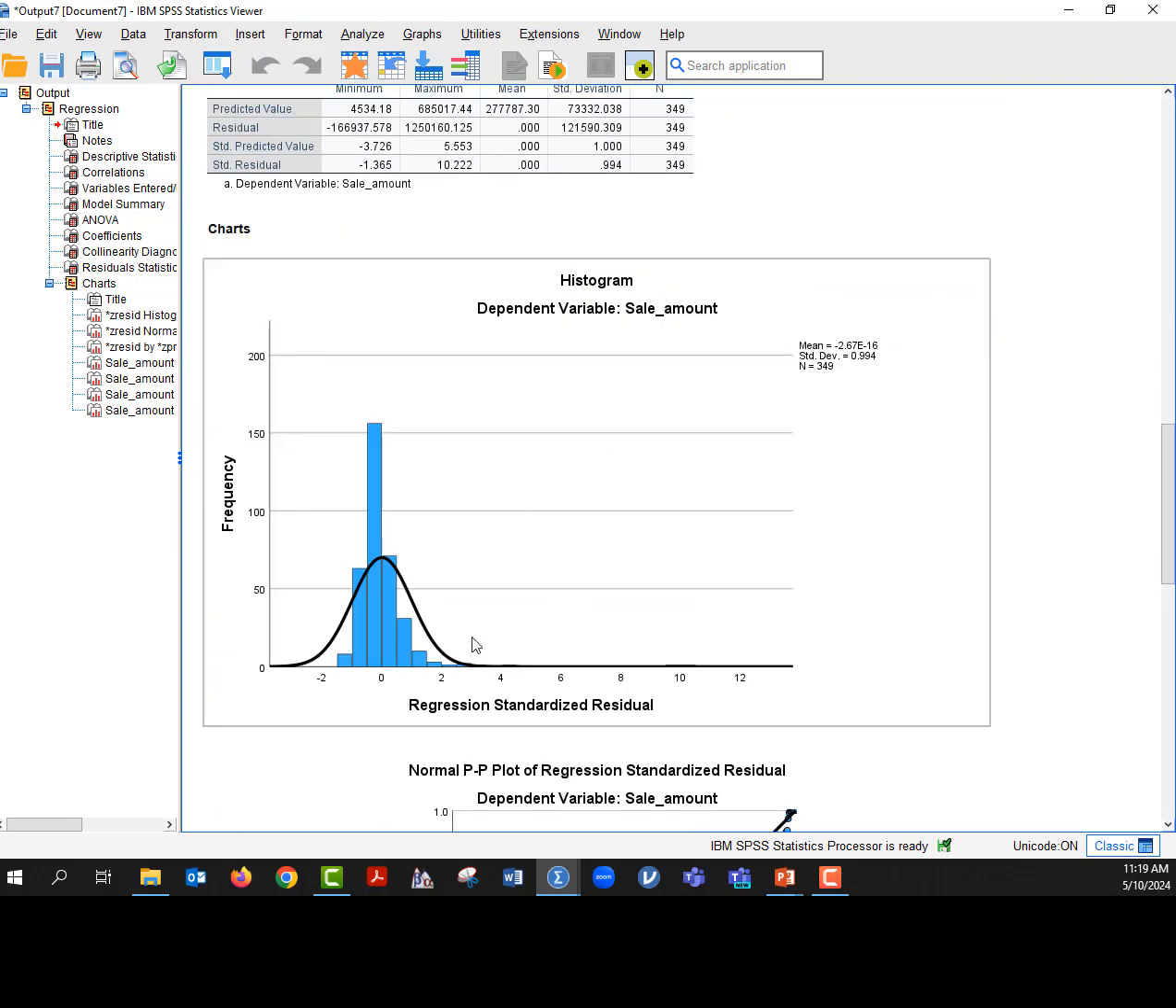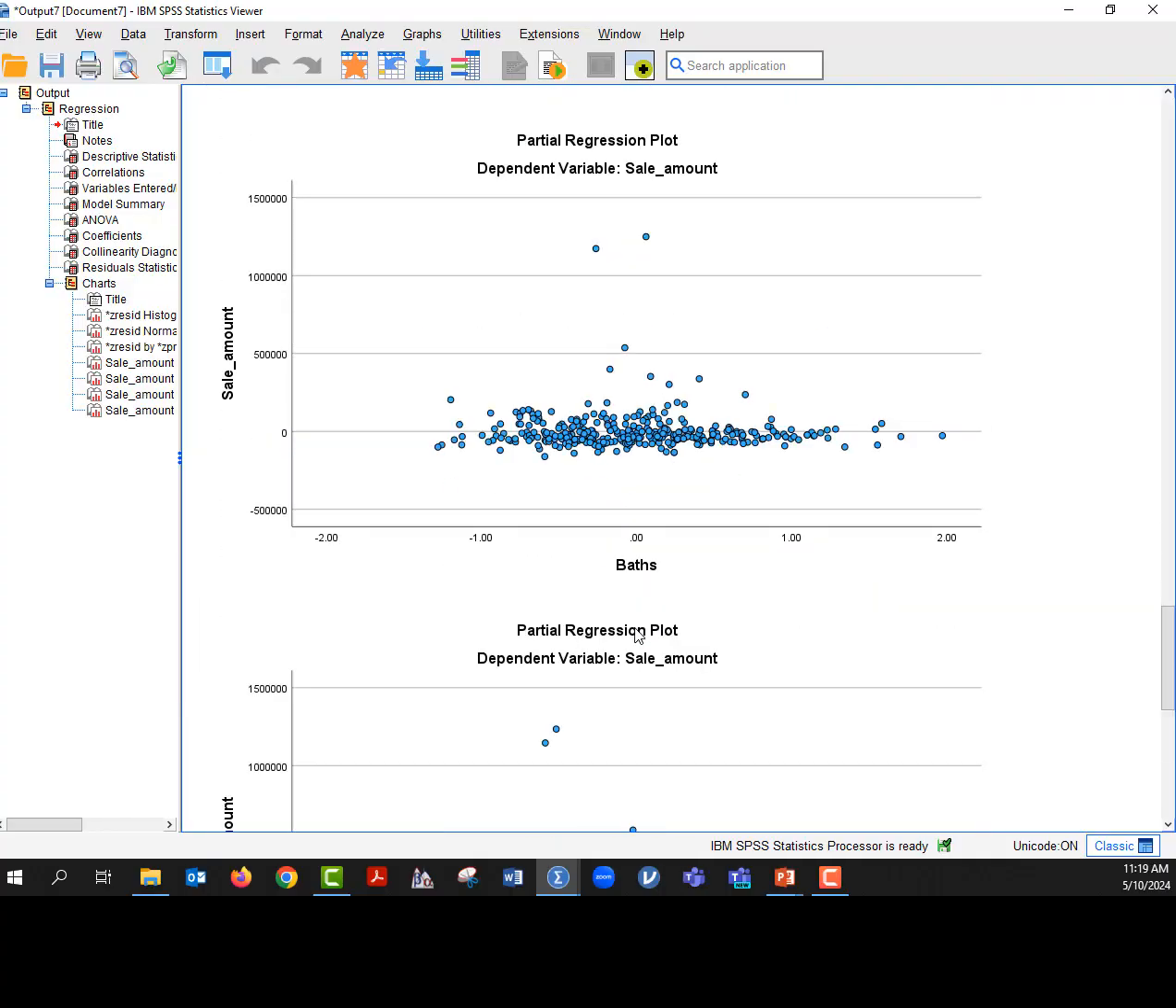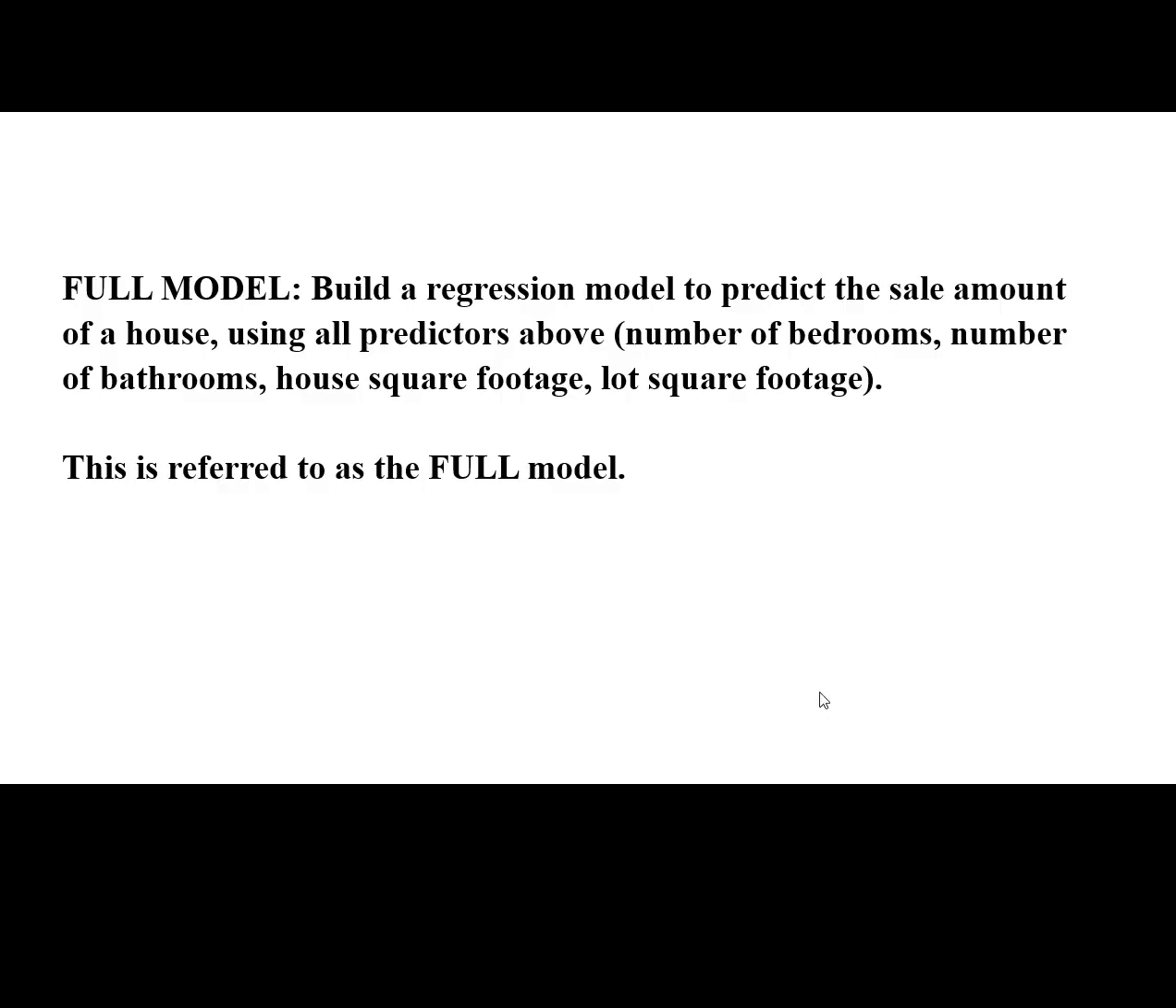We can see that we have fairly normal. We have this big peak here, but it's fairly normally distributed. And we can see our partial plots. Okay, so we're going to turn to the PowerPoint for a few minutes.